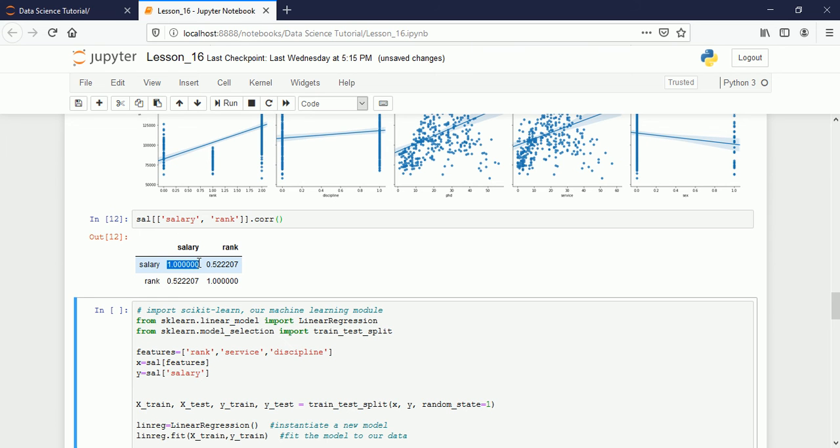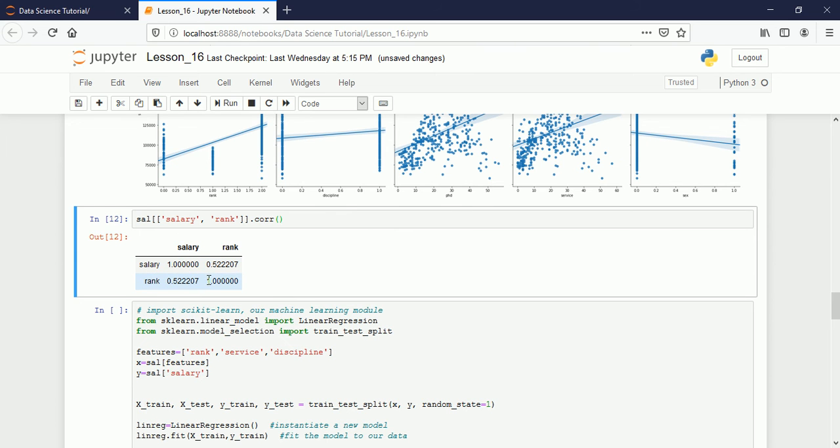Salary here, this is called the diagonal. The diagonal is 1, 1. It means there is a positive relationship between salary and rank. So from here we can understand from the diagonal of the matrix. If you remember this, I have already explained in previous lectures. So here this is showing us there is a positive relationship between these two, salary and rank. The value returned is 0.5, which means 50%. We can say there is a positive relationship between these two features.